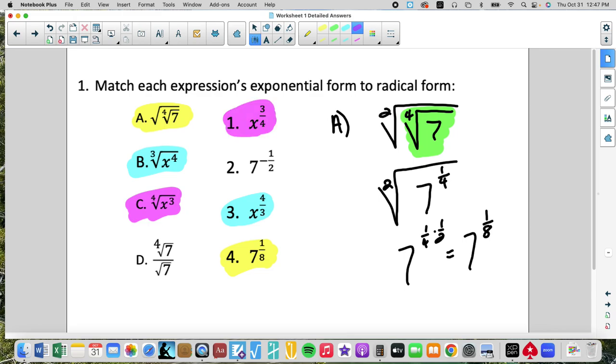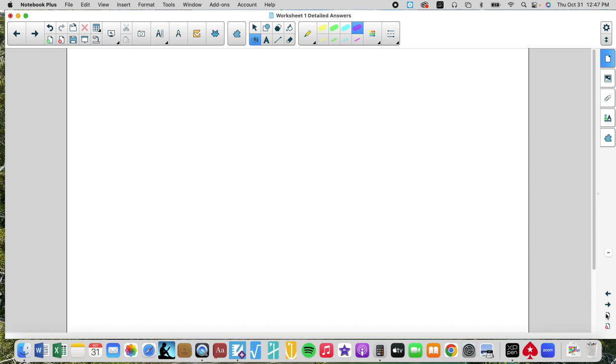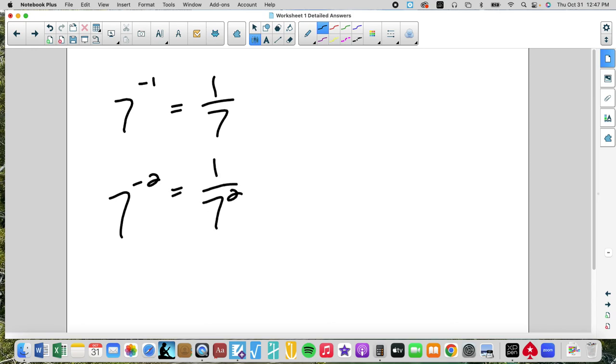And how does that equal to the -1/2? That's kind of confusing. That is definitely a little bit more complex. So let's go into that component because it's a negative power. When we have 7 to the -1, that equals 1/7. If we have 7 to the -2, that equals 1 over 7 to the 2nd. That negative exponent is representing bases in the denominator.